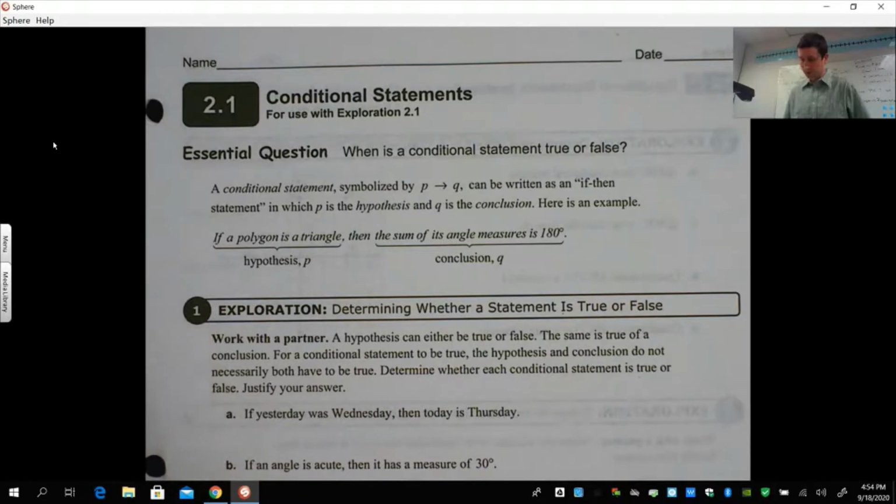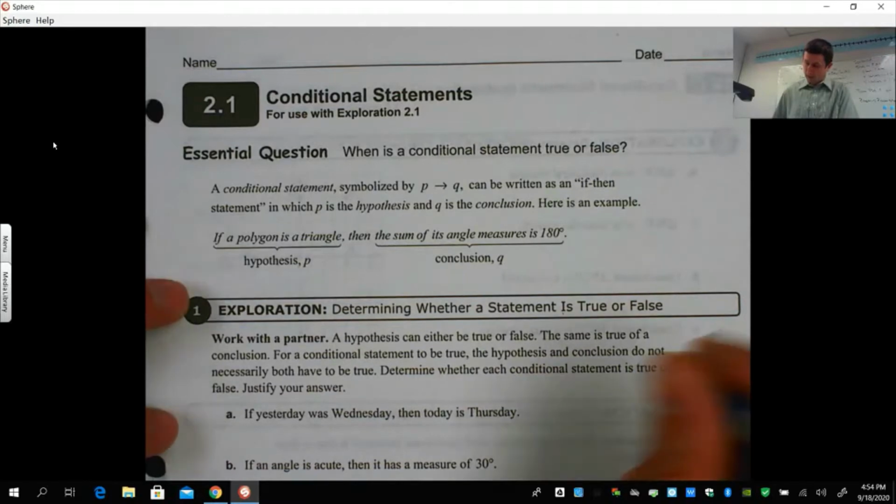Hello, geometry. This is 2.1, conditional statements. We're going to do some stuff in class with these explorations. This chapter 2 is a completely new realm, new area, new discussion. You're going to be like, well, how does this fit into geometry? And it's not necessarily a whole lot of shapes, but part of geometry is learning how to deal with logic. So it's actually a lesson on logic and arguments and making good arguments that defend what you want to do.